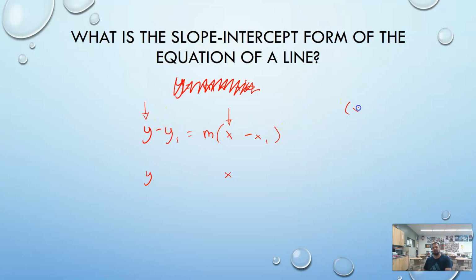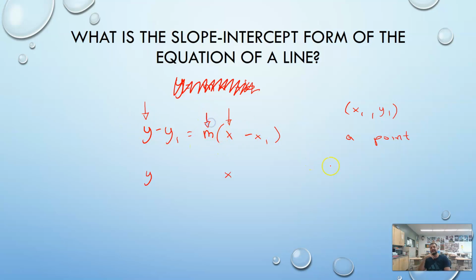y1 and x1 are simply a point that exists on the line that you're talking about. So if I'm looking for a point on a graph, and I can see one particular point that I know exists on a graph of a line, then I could put that in for y1 and x1, and that would be an equation that I could use for that line.